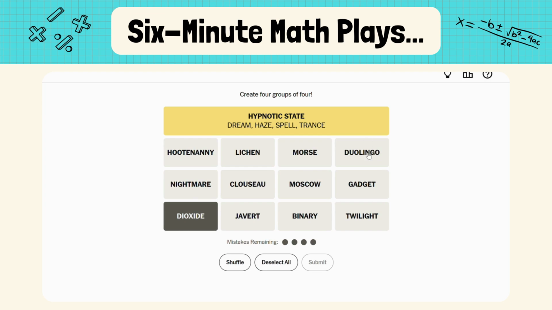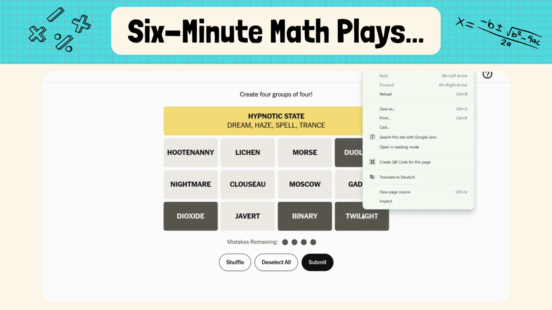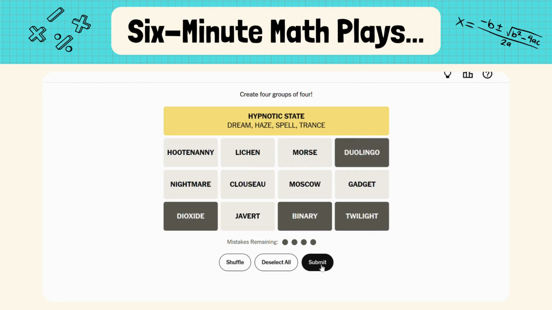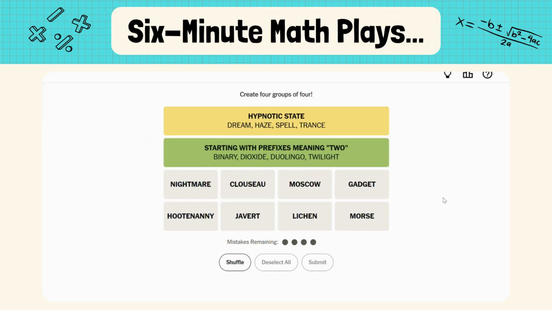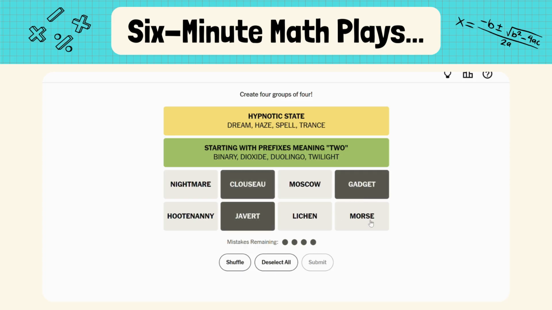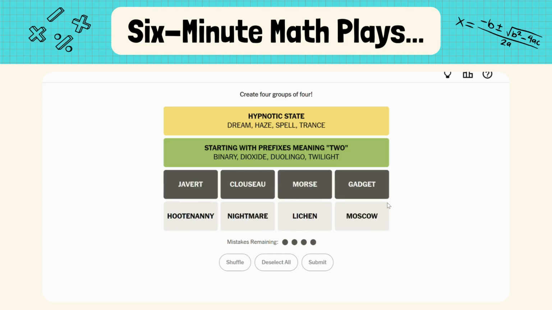Dioxide. Duo. Bi, di, duo. Twi. Starting with prefixes meaning two. Okay. Now I'm going to go my inspector one. I don't know what it is. But I got cow and mare. I think that's got to be something.